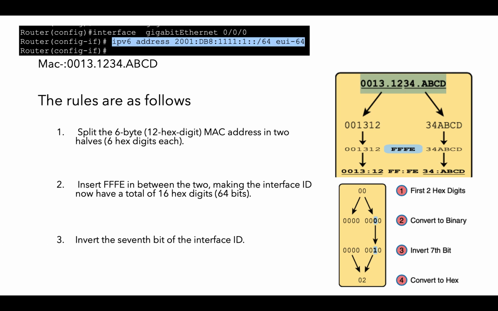The final step requires that you convert the first byte, that is the first two hex digits, from hex to binary, and then invert the 7th of the 8 bits and convert the bits back to hex. Inverting a bit means that if the bit is a 0, make it 1. If it is a 1, make it 0. After that, you can have this IPv6 address.